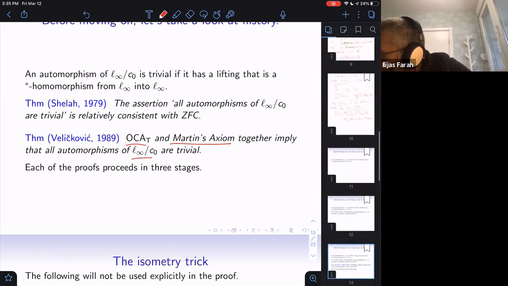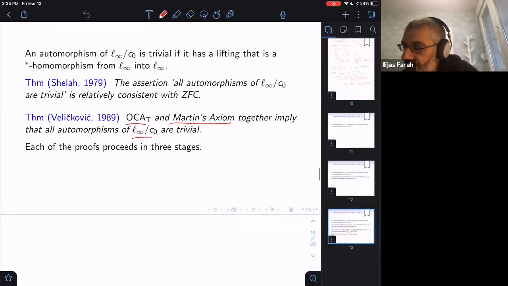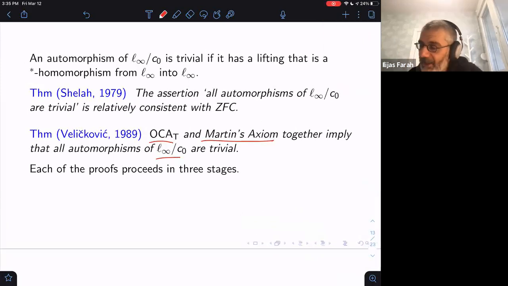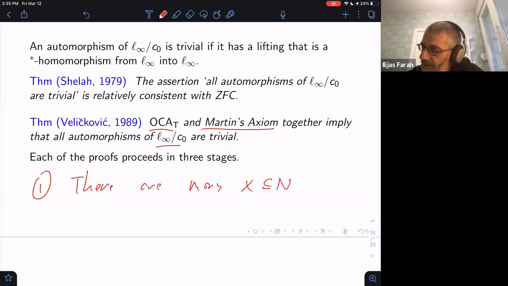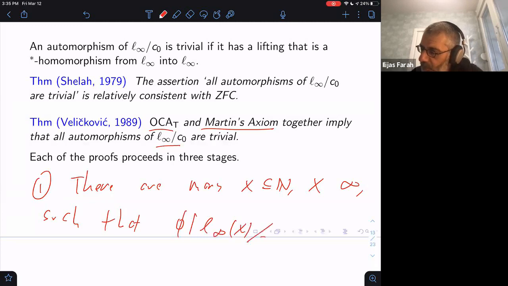I'm just trying to see where I am. I think I'm here. Yeah. Proceeds in 3 stages. So what are the stages? So stage 1 is the following. There are many X subset of N, X infinite, such that phi restricted to L infinity of X modulo C0 of X, and you can think of this as a subalgebra. Basically, just look at the functions which are supported in X. This is trivial.